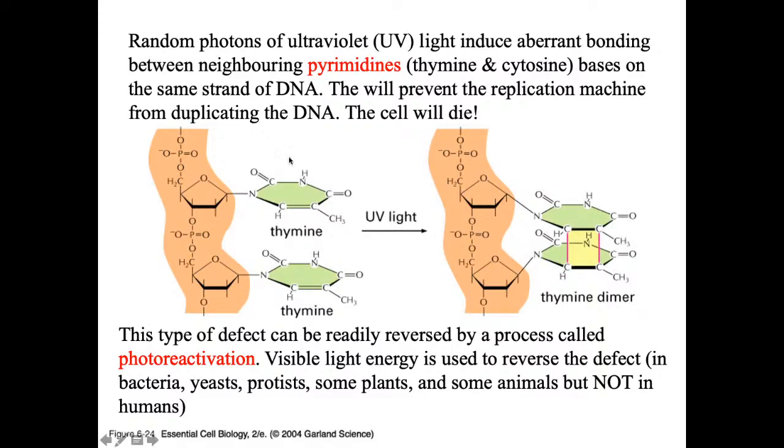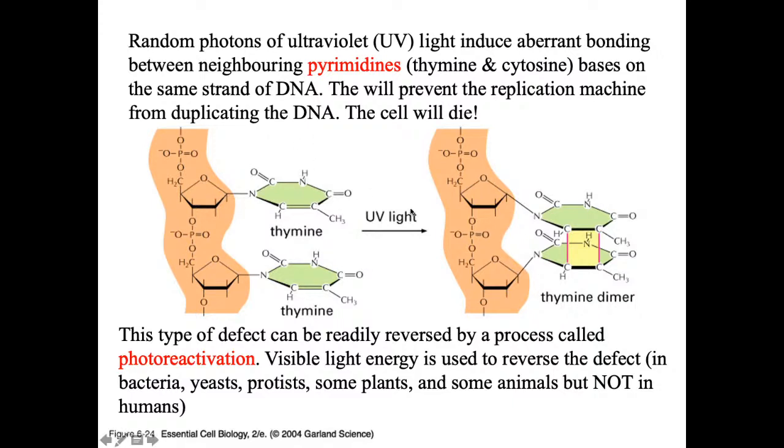In this figure, random photons of ultraviolet light induce aberrant bonding between pyrimidines, that is thymine and cytosine. So there are two thymines here, and after the UV light interception they make a bond and form a dimer. This defect can be easily reversed back without any dimer with the help of photo reactivation. Visible light energy is used to reverse this defect.